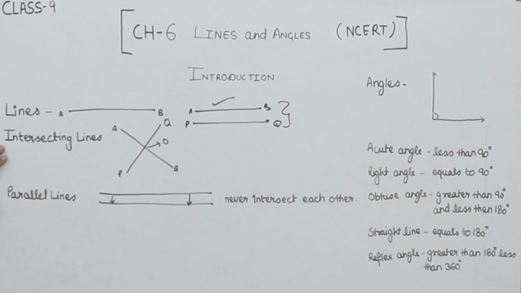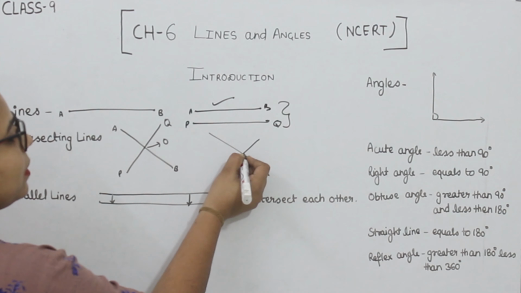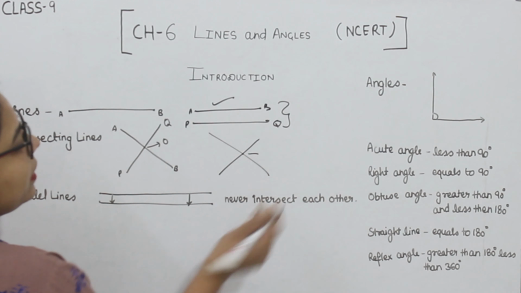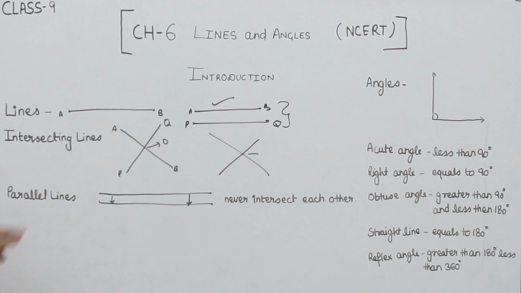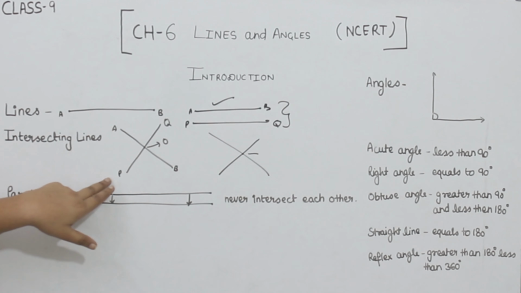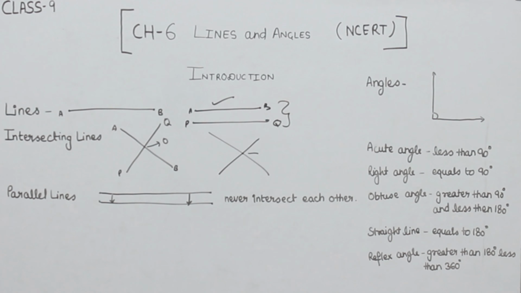Now comes to the intersecting lines. Intersecting lines are lines which cut each other at a point. The point is called the intersecting point and the lines are called intersecting lines. For example, AB and PQ are the lines and they are intersecting at the point O. So O is the intersecting point.